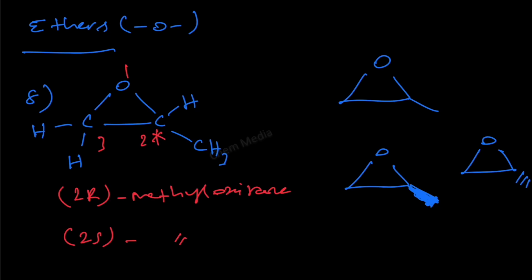And the common name for this is 1,2 epoxy propane. That is a common name. Or sometimes people also mention it as propylene oxide. Alright, let's move to number 10. Because we had 2 isomers for the previous one, I am writing it as number 10 instead of number 9.